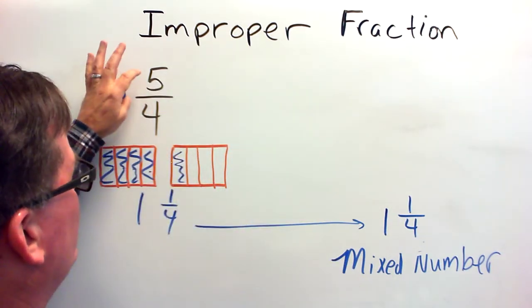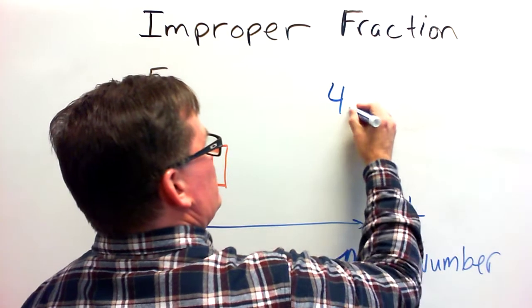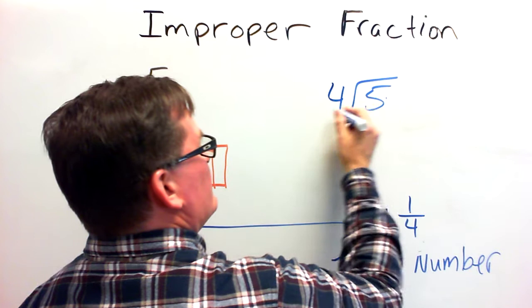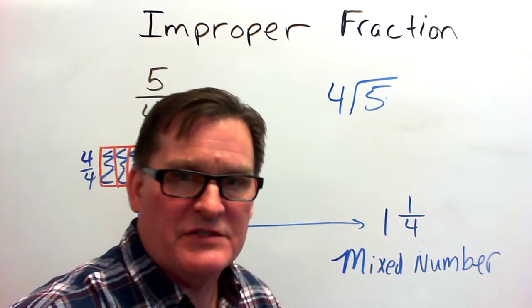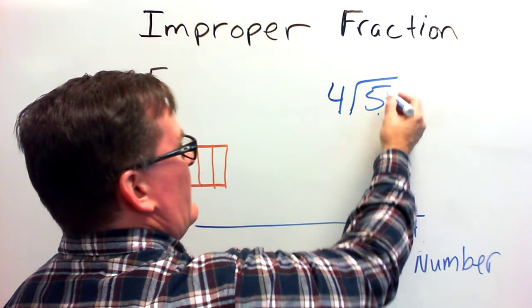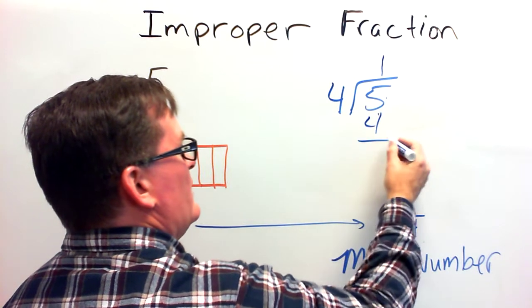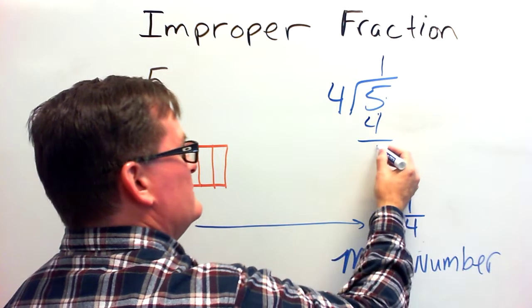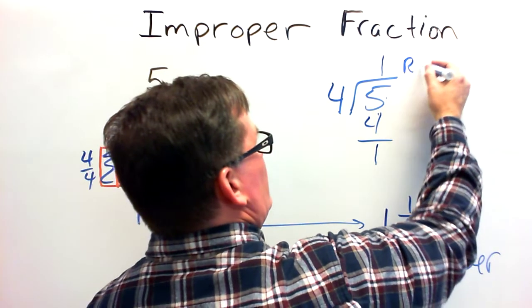This can be read as 5 divided by 4. So we put it into the division algorithm. This is 5 divided up 4 ways. And then you just go through the division process. You should already know this, so we're just going to talk through it real quick. How many times will 4 go into 5? It'll go once. 1 times 4 is 4. So we take out 4 of those, and we have 1 remaining of the 5. So we have 1 with a remainder of 1.